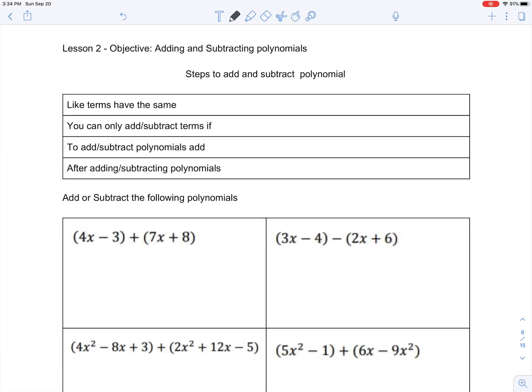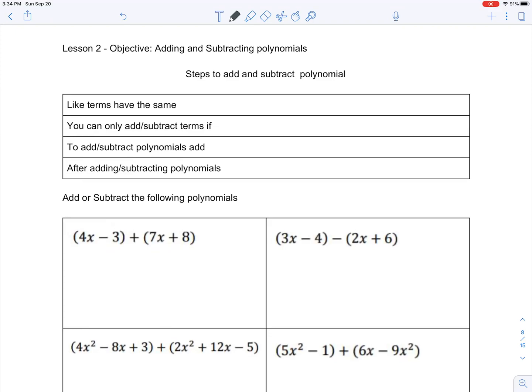Okay, boys and girls, welcome to Lesson 2. Our objective today is to add and subtract polynomials. This is part 2 of Lesson 2. So, in this video, we're going to talk about adding and subtracting like terms, or polynomials.